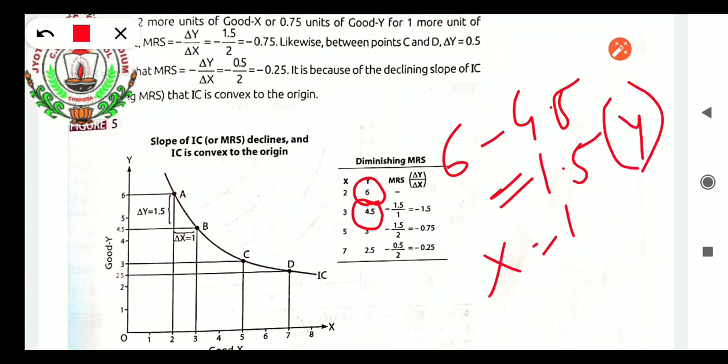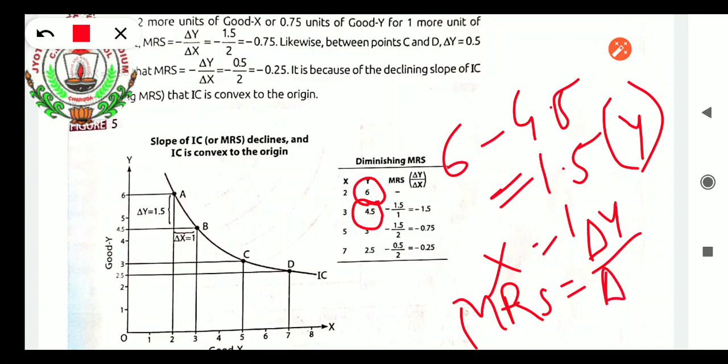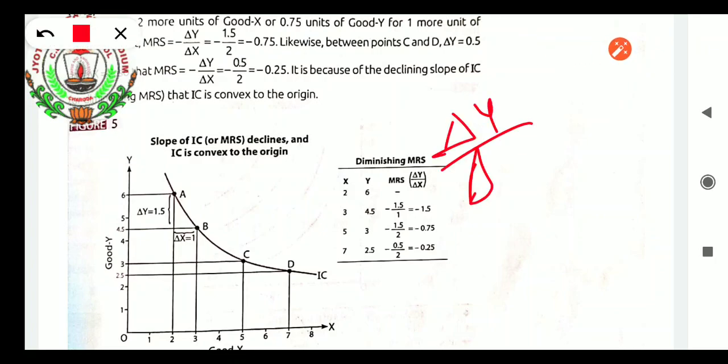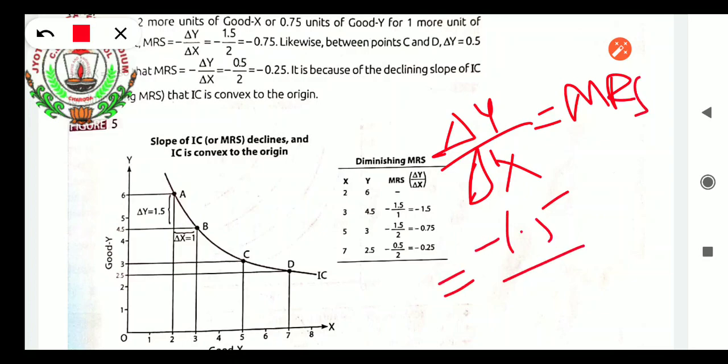Equals to 1. Now the formula of MRS, marginal rate of substitution, equals change in Y upon change in X. When we substitute the values, I think now it is clear to you. Change in Y upon change in X, when we do for MRS, we will be getting change in Y, minus 1.5, upon change in X, 1, equals to minus 1.5. So how did we get this?